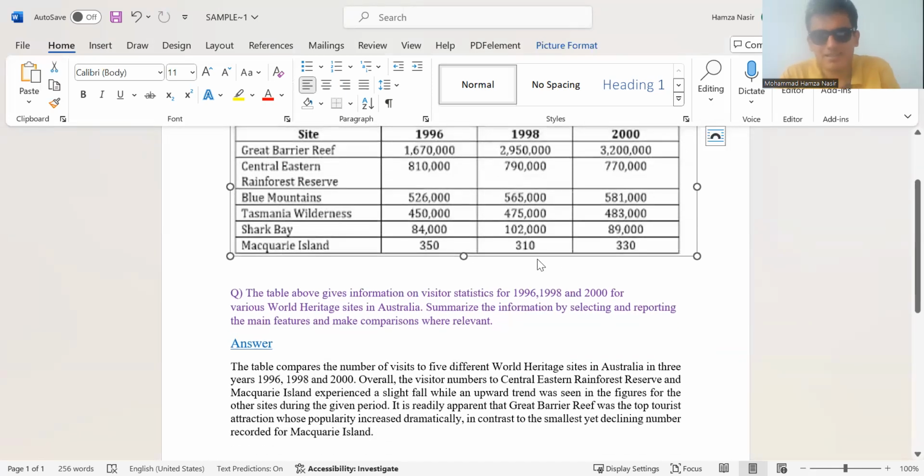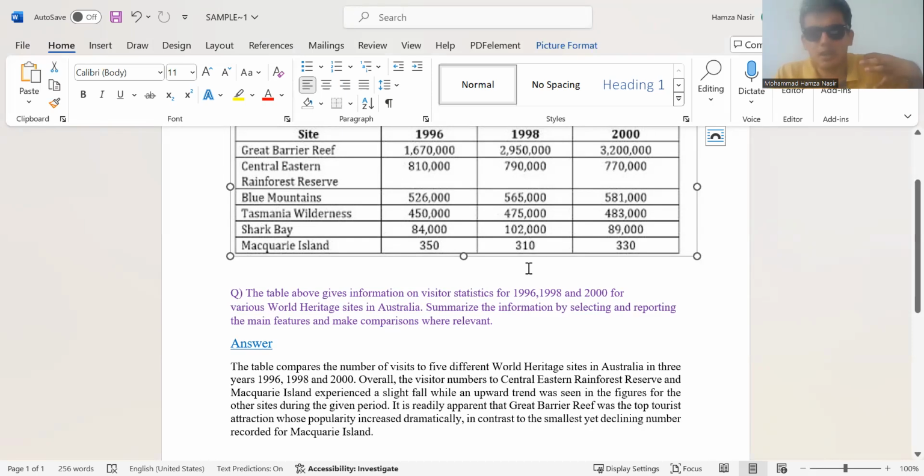So you get a fair understanding from that. And we see that the least popular site was Macquarie Island, because it doesn't even have like 1,000 people, just 330. So that's not a big number. So this is what you mention in the overview: which sites are showing an increase in their tourists, which ones are seeing a decrease in the guests visiting them, and which is the most popular site and which is the least popular site.